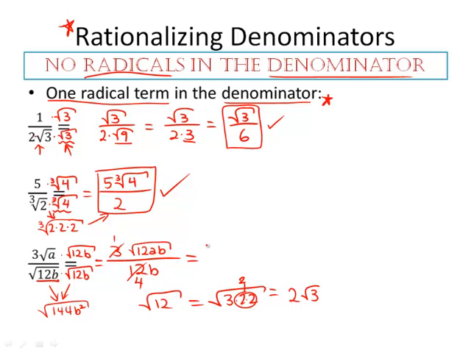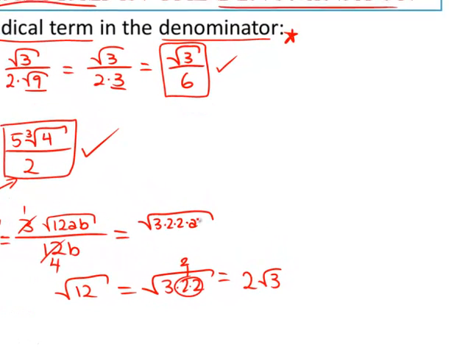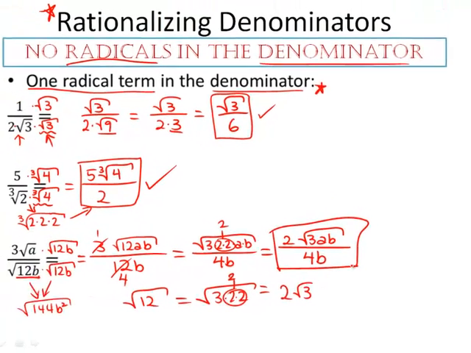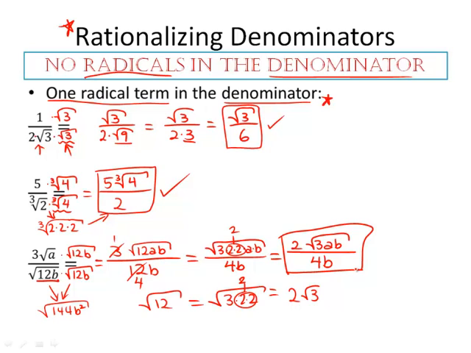So we've got, basically, this became root 3 times 2 times 2 times a times b. And this was a 4b in the denominator. And the 2 came out, and the rest was left inside, giving us 2 root 3ab over 4b, which is now simplified and rationalized.